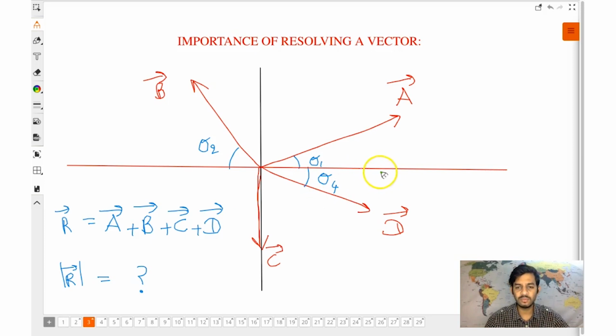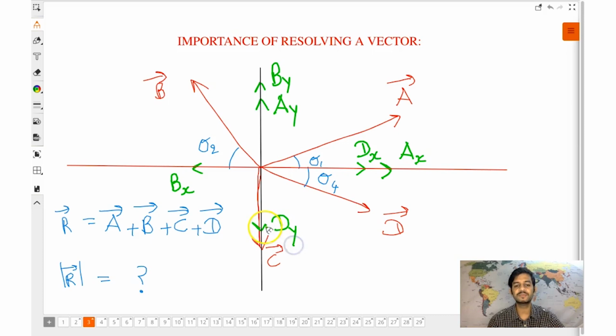Very simple. Now you can resolve each and every vector: ax, ay; if you resolve B, bx, by; no need to resolve C; and if you resolve D, dx and dy. Now guys, forget the original vectors. What we are concerned with are these components only, because the original vectors are gone.